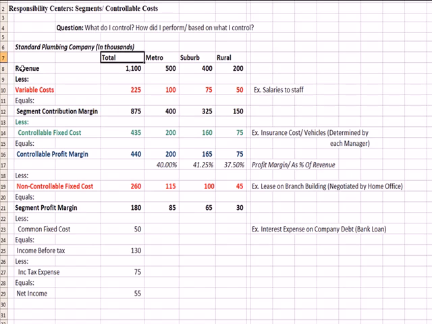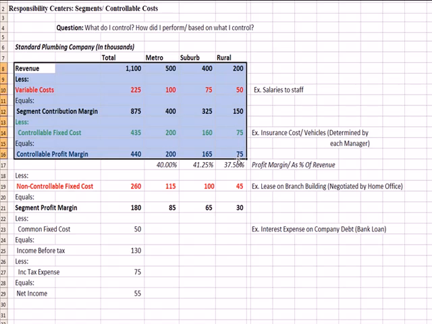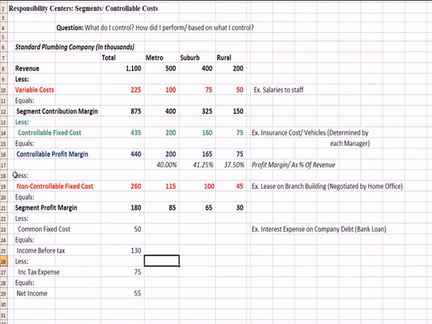So to review here, we have our contribution margin formula, revenue minus variable cost. We subtract off fixed costs that each manager controls, in this case insurance on vehicles. We come up with a controllable profit margin. So this highlighted section is what each segment manager can control. Below it are things the manager can't control, like the lease on the branch building. And finally, we have common costs that are incurred by the company as a whole, and you'll notice that that is not allocated by segment. We just subtract it from the total column.